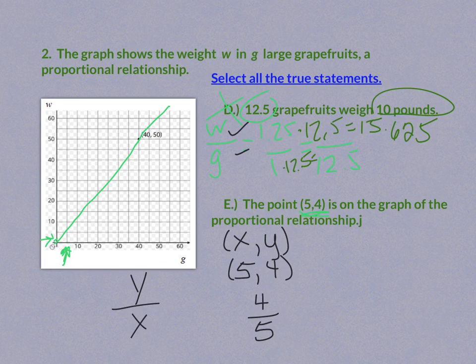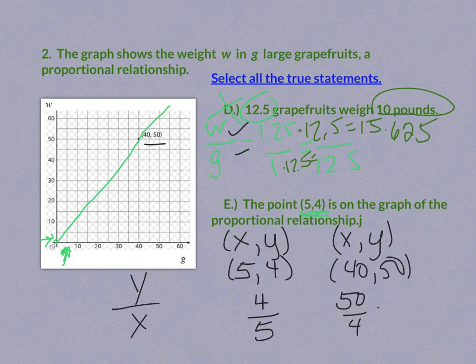In my original that they gave me, 40 over 50, let's do the exact same thing with that. That's XY. In that same order is 40, 50. Y over X would be 50 over 40. If I reduce that, I know both are divisible by 10. I would end up with 5 over 4.